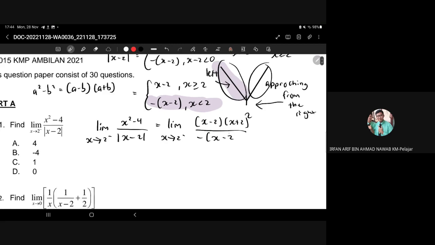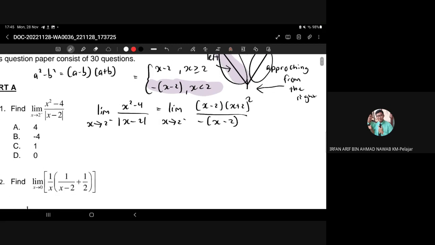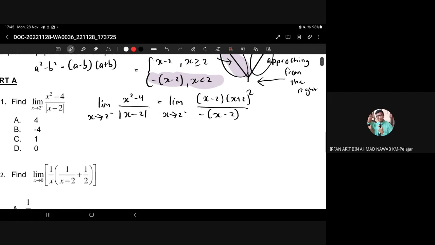Okay, so make sure you guys know how to create a piecewise function for an absolute function. And then you know how to determine which one you will be using, whether it's x minus 2 or negative x minus 2, based on the limit itself. Like this, for this question, the limit is approaching from the left. Therefore, we will be using negative x minus 2 based on the restricted domain, which is x is less than 2. So from here, we could simplify this function.